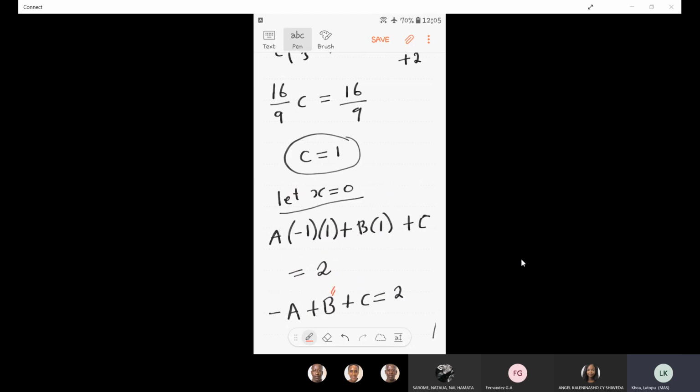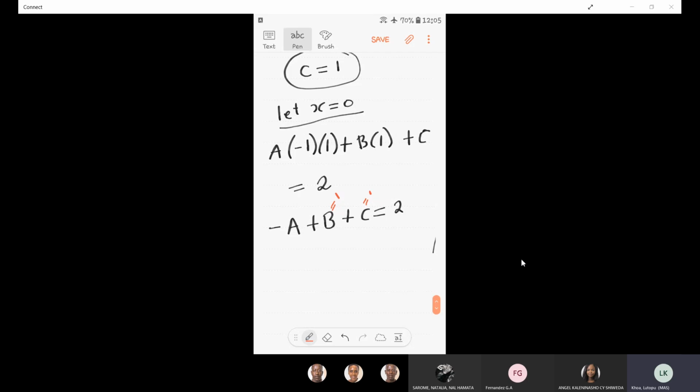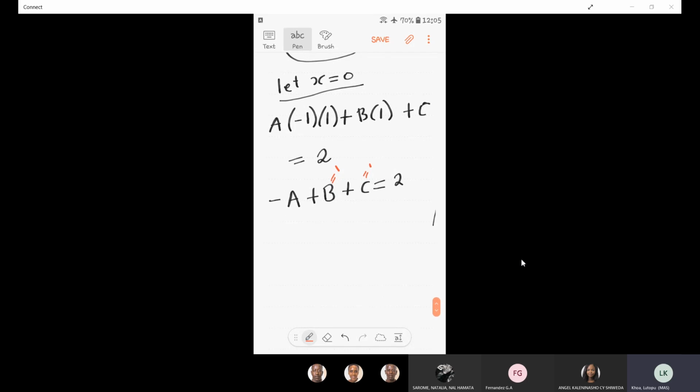So B, we say this is 1, and this is also equal to 1, so I can substitute them there. So you can see it's very important that your previous calculations are correct because they affect the answers that you get afterwards. Then when I do that, I have minus A plus 2 is equal to 2. This means minus A is equal to 0. And that means A is equal to 0.